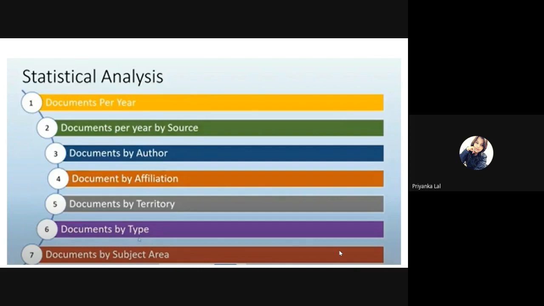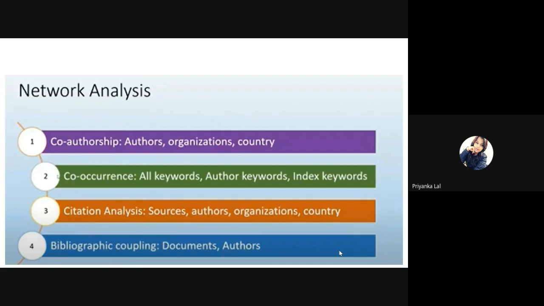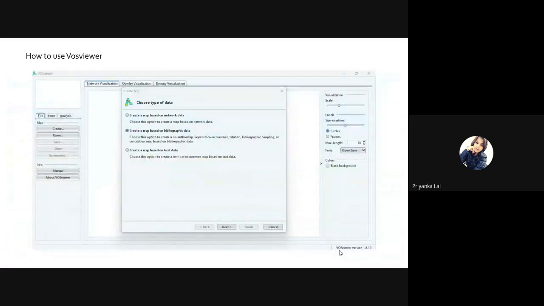Okay. Then coming to the network analysis, this is the most interesting part of the bibliometric analysis that actually catches the reviewers. Okay, so you can see these are the main topics on which network analysis is done, like co-authorship analysis, co-occurrence analysis, citation analysis, bibliographic coupling. Now, co-authorship. Try to understand what it means. Okay, for this, we are going to use the WOS viewer.